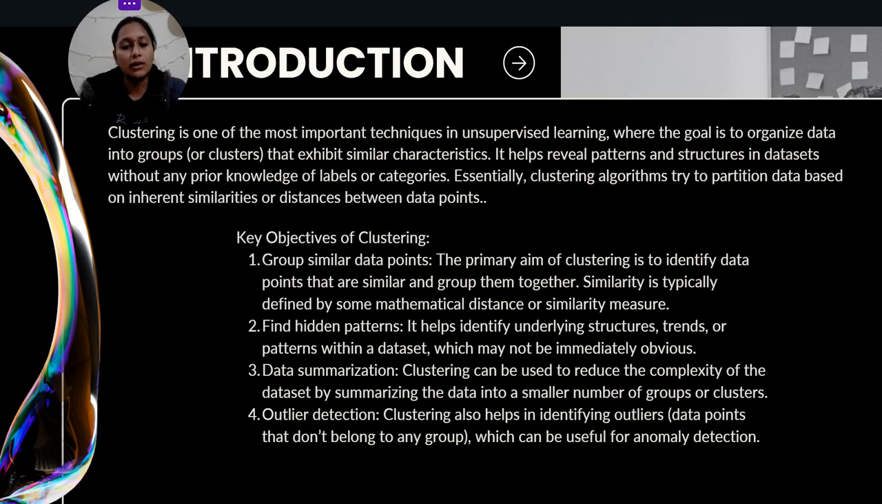Now let's discuss what are the key objectives of clustering. First, to group similar data points. The primary aim of clustering is to identify data points that are similar and group them together. Second is find hidden patterns. It helps identify underlying structures, trends, or patterns within a dataset which will not be immediately obvious. Third is data summarization. Clustering can be used to reduce complexity of the dataset by summarizing the data into a smaller number of groups or clusters. Last, outlier detection. Clustering also helps in identifying outliers, which may be useful for anomaly detection.